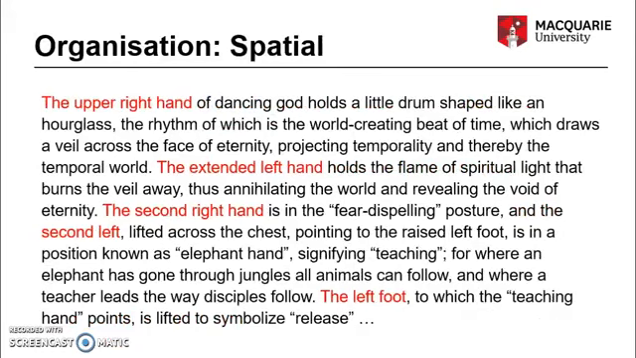Another way of organising paragraphs is spatial organisation. Spatial organisation is useful when you have to describe something quite physical. So in a marketing situation, you may have to describe a product. The example here describes a statue, and you can see language that indicates location around a statue. Here, here, here, here, and here.